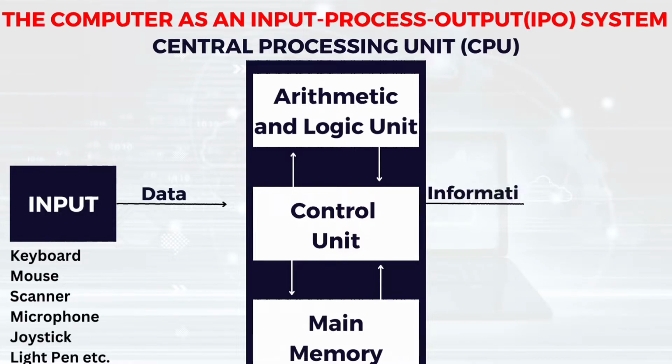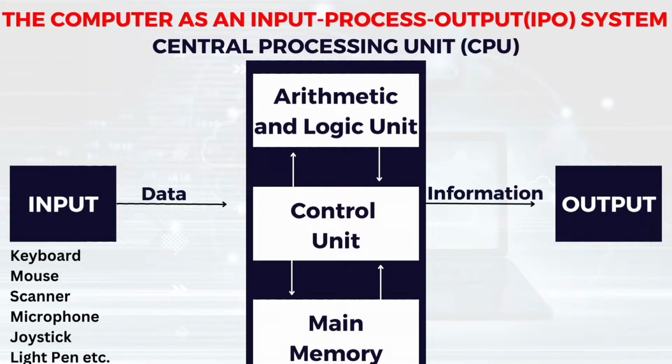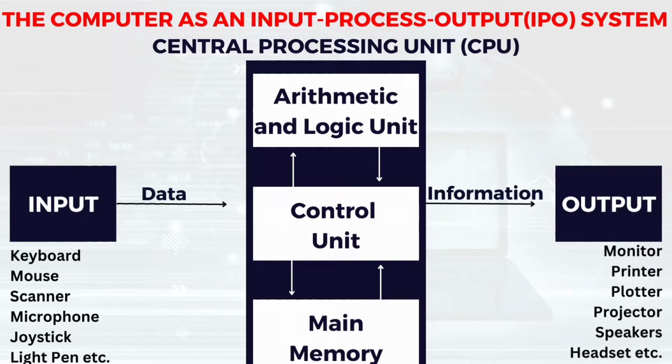Then it gives out information after being processed through the output devices. And some examples of output devices include the monitor, the printer, the plotter, the projector, speakers, headsets, and so on and so forth.